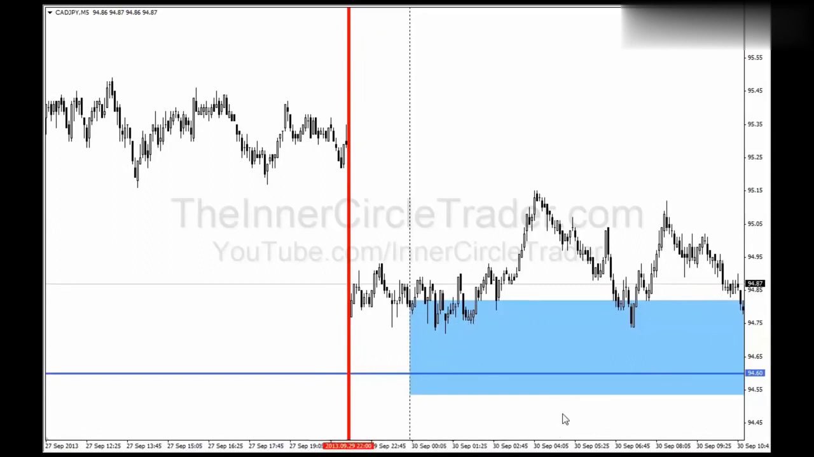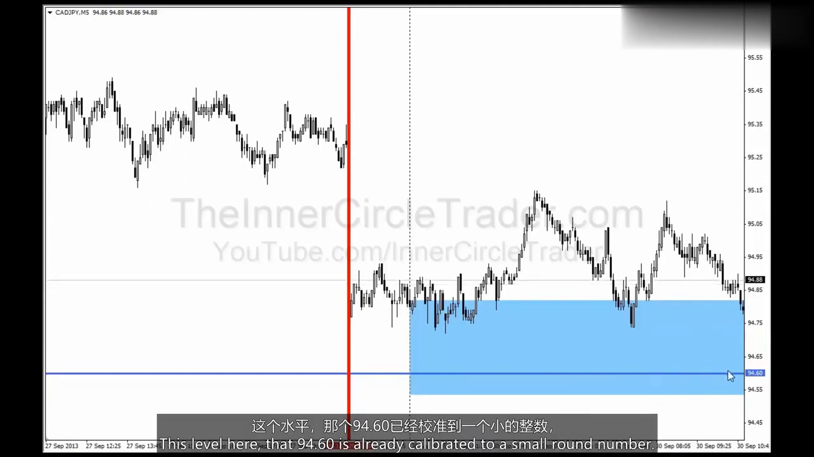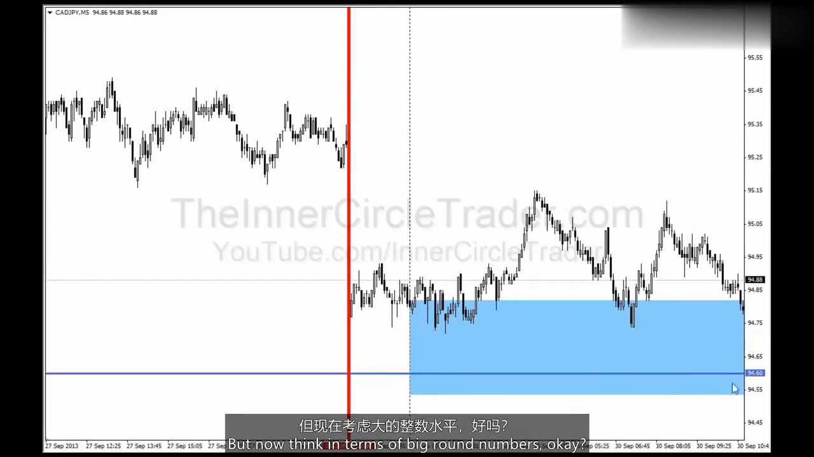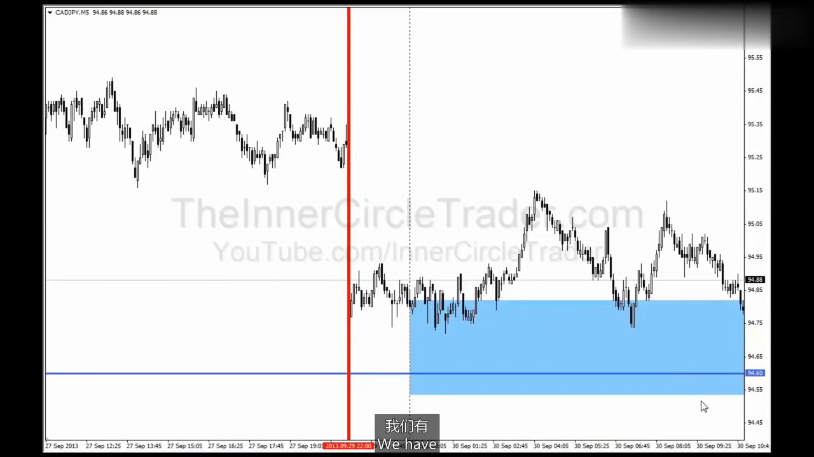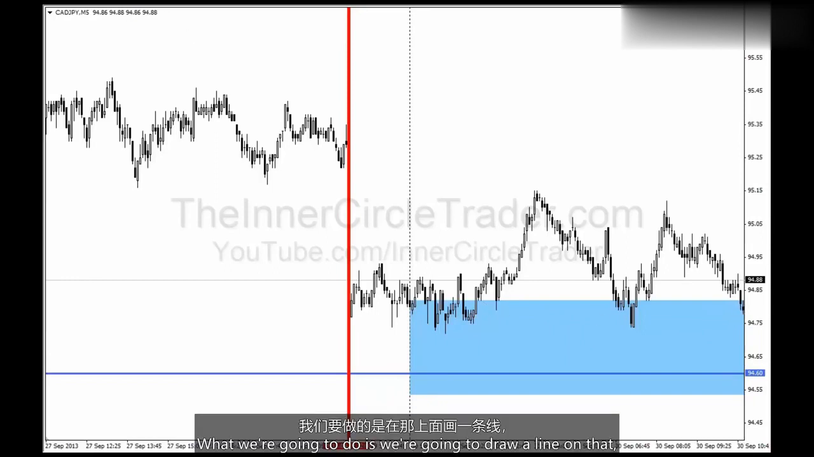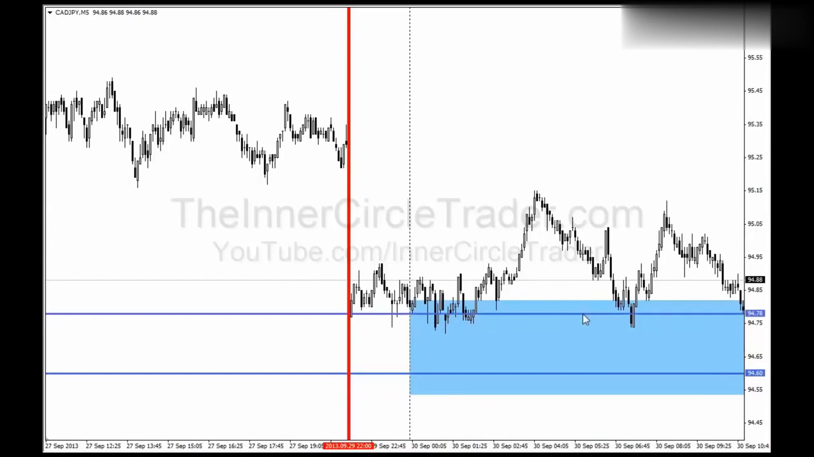When we see an order block like this, much like a higher level time frame key support resistance level, we are to calibrate them. This level here, that 94.60, is already calibrated to a small round number, but now think in terms of big round numbers. We have the 94.80 level, institutional, up here. So that's one level that can be considered. What we're going to do is draw a line on that.